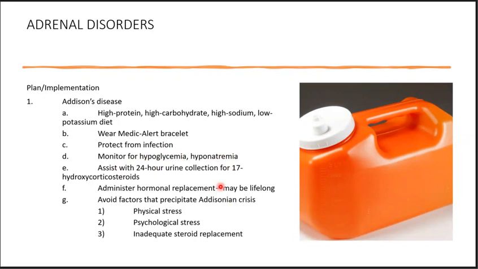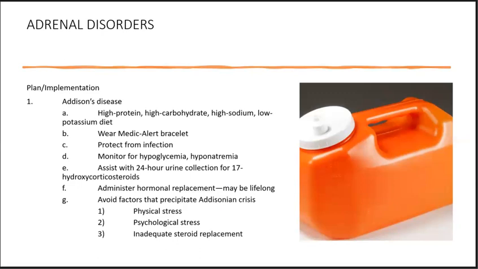Again, we'll need to assist with 24-hour urine collection for our 17-hydroxycorticosteroids. So this is a container that we can use to collect the urine samples. You want to refrigerate the urine during the collection period. So remember, a 24-hour urine collection is done by collecting your urine in a special container over a full 24-hour period. And this container must be kept cool until the urine is returned to the lab. Again, we'll need to administer hormonal replacement for this client. And you need to remember that this may be a lifelong hormonal treatment. So you might need to continue it for life.